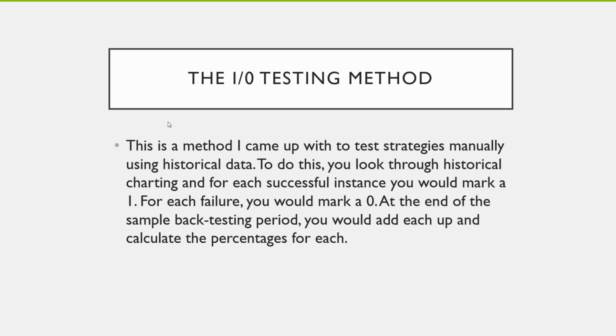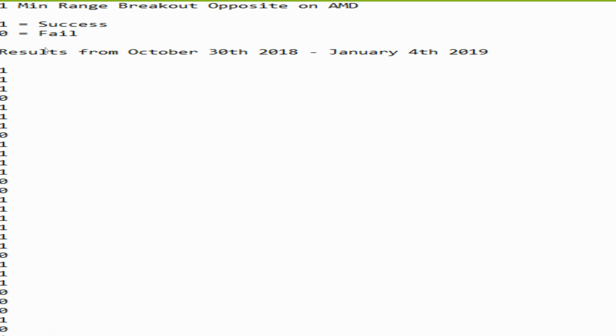So the IO testing method is a method I came up with to test your strategies manually using historical data, and we're going to go over some examples after this. To do this, you look through historical charting, and for each successful instance you mark a 1, and for each failure you mark a 0. At the end of the sample backtesting period, you add up each and calculate the percentages for each. Does that make sense? I can show you an example, which will probably be easier to understand.